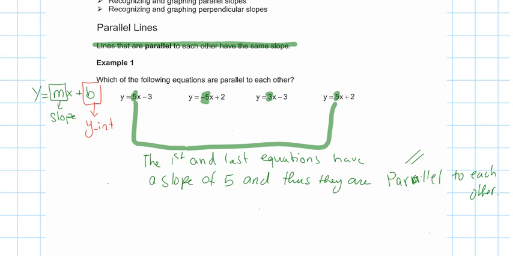So whenever you're determining if the equations of two lines are parallel, you have to look at the slope.